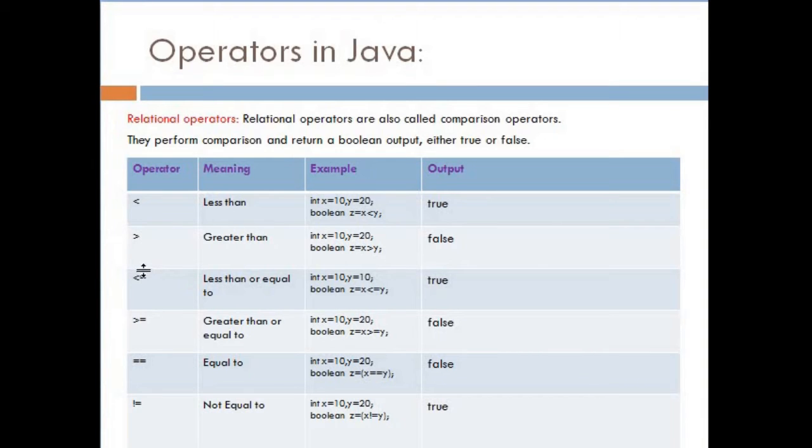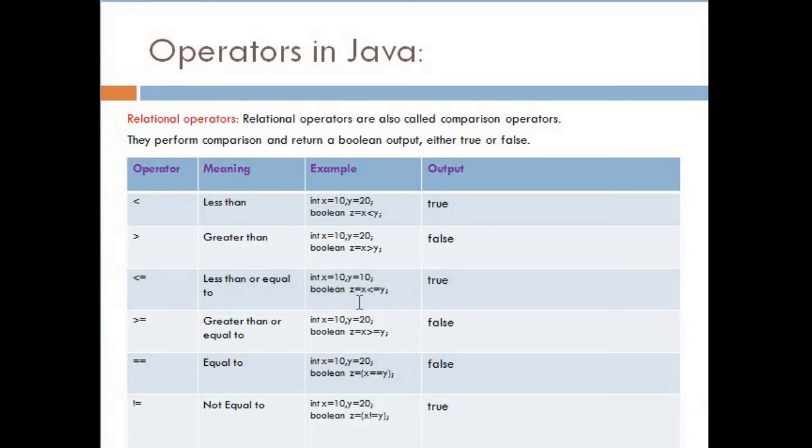Then come below, the next relational operator is less than equal to. We mean it like this, less than or equal to. Now see these two Java statements. First it assigns the value 10 to x, then again 10 to y. Now in the next statement it declares a Boolean variable z, which is equal to x less than equal to y. Now let's see whether it holds true or not.